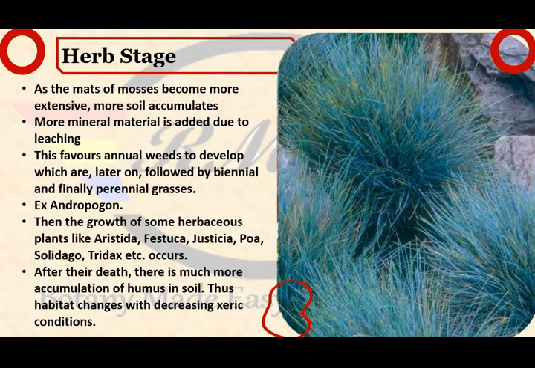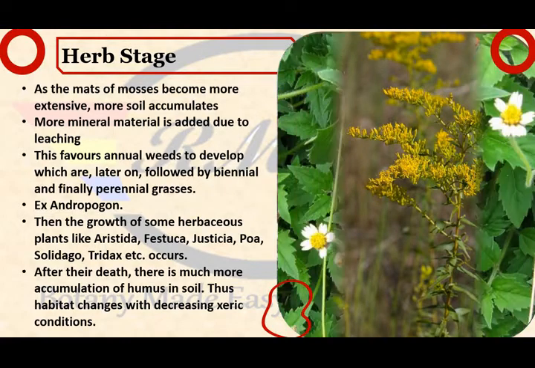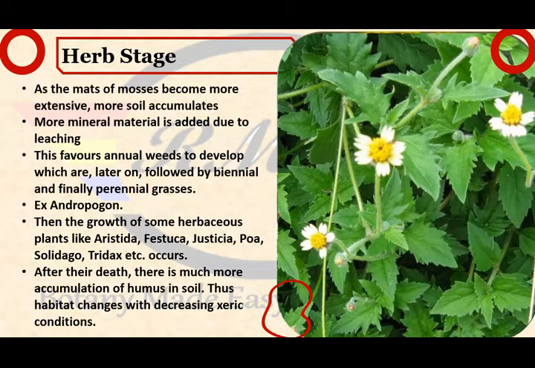Festuca, Justicia, Solidago, Triodia, etc. make their appearance. After their death, there is much more accumulation of humus in the soil together with the further weathering of rocks. Thus, the habitat changes with the decreasing xeric condition. The fauna, that is animals, also become varied. Nematodes and larval insects and different types of mites appear in the gradually altered environment.